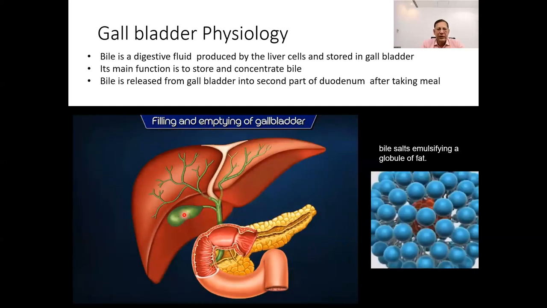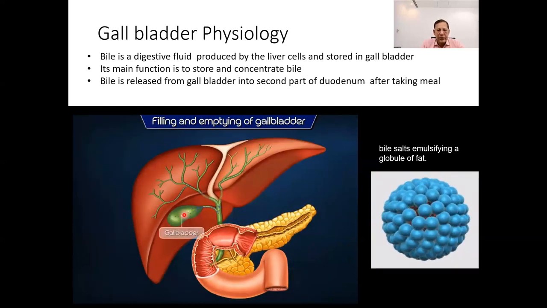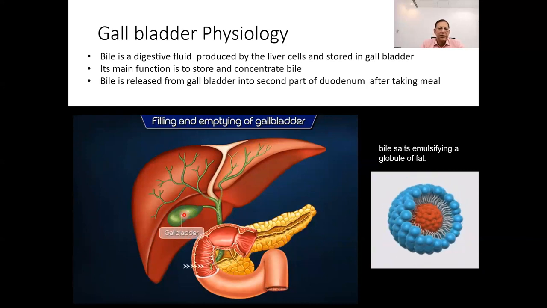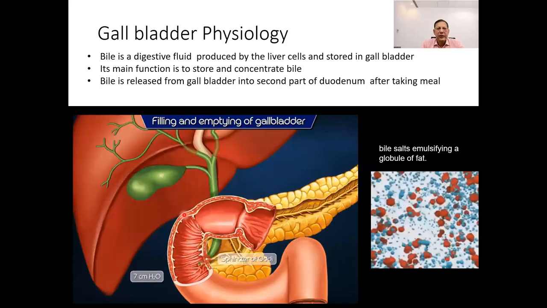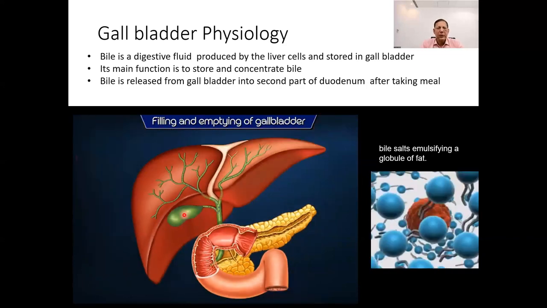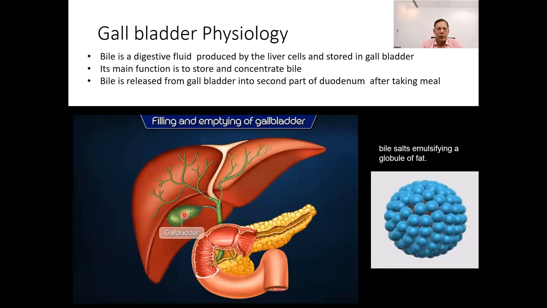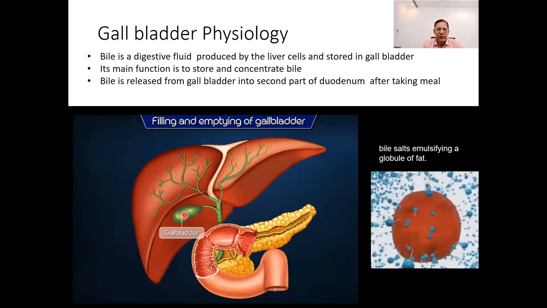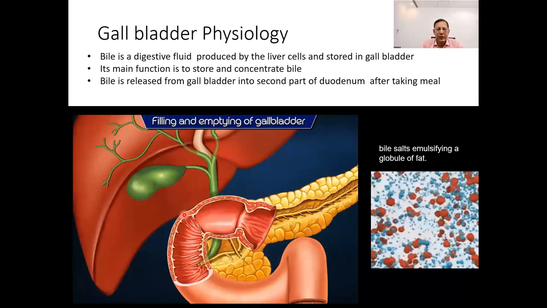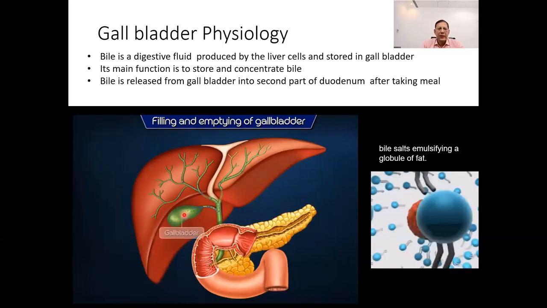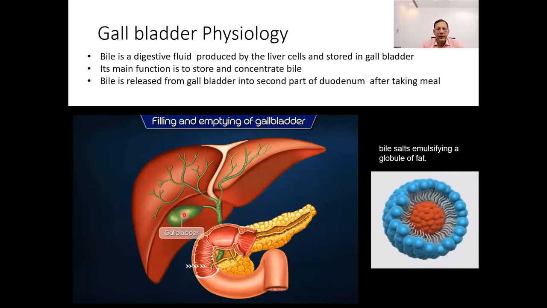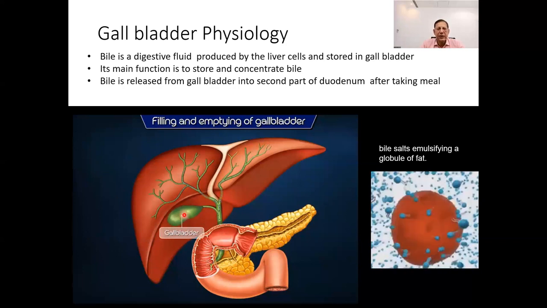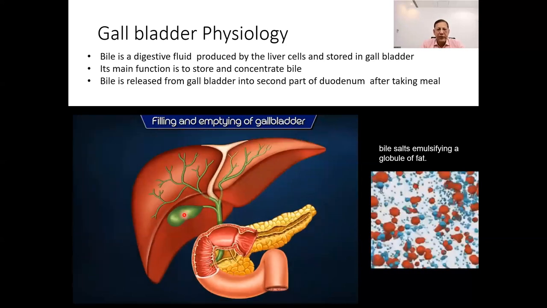So usually a person takes meals 3 times a day, but anytime a person takes a meal or some type of juice or a cup of tea, the gallbladder contracts in response to taking the meal. So the hormone which is responsible for the contraction of the gallbladder is called cholecystokinin.